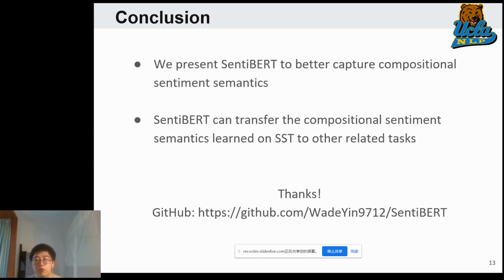So in conclusion, we present SentiBERT to better capture the compositional sentiment semantics. From experimental results, we also observed that SentiBERT can transfer the compositional sentiment semantics learned on SST to other downstream tasks.